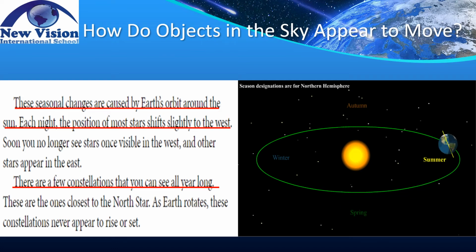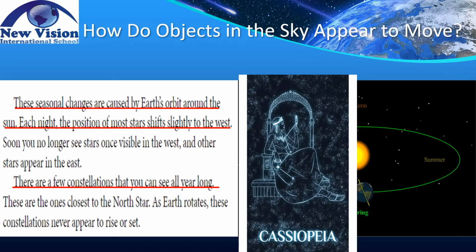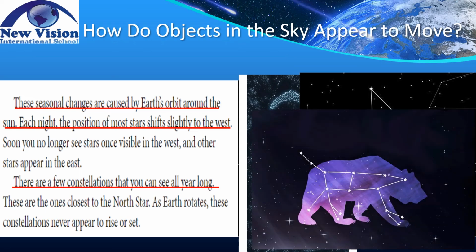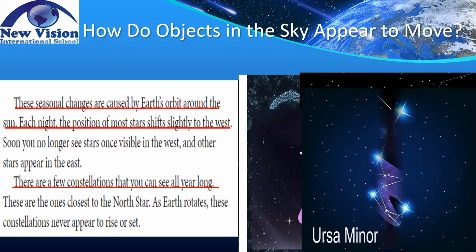There are 5 northern constellations visible from most locations north of the equator throughout the year. These are Cassiopeia, Cepheus, Draco, Ursa Major or the Great Bear, and Ursa Minor.